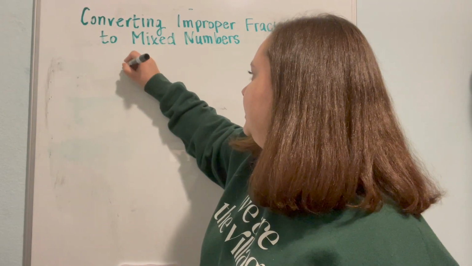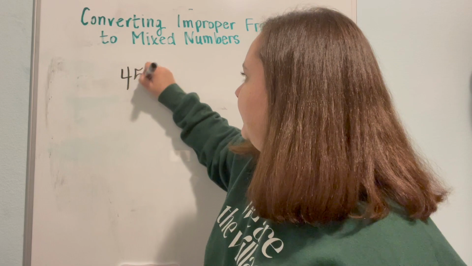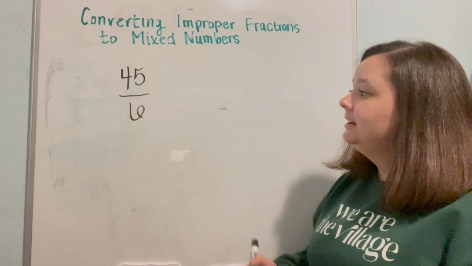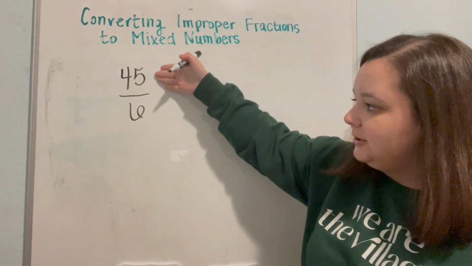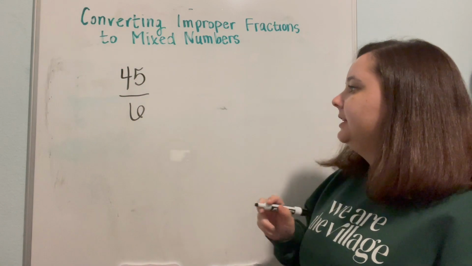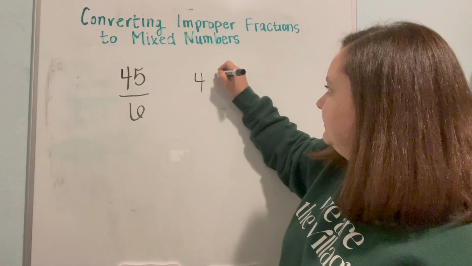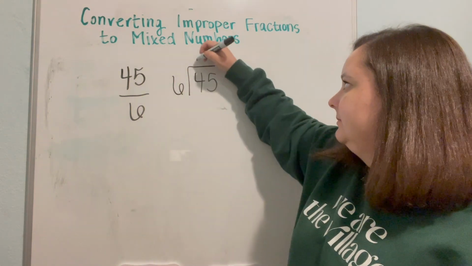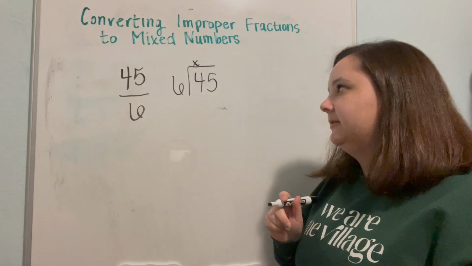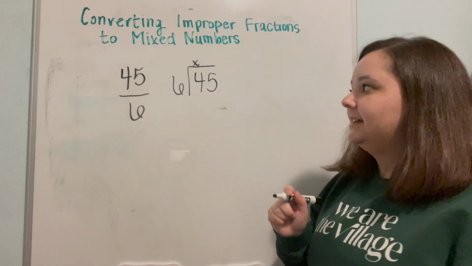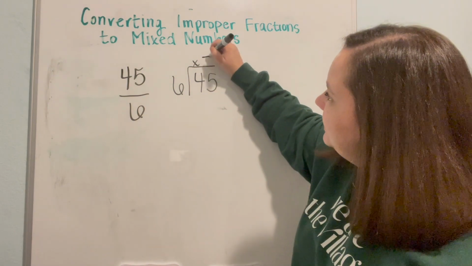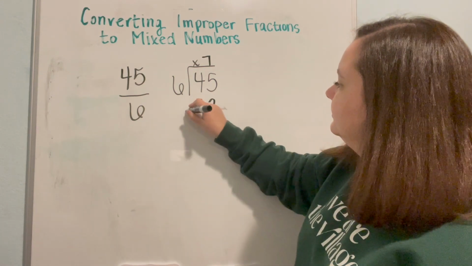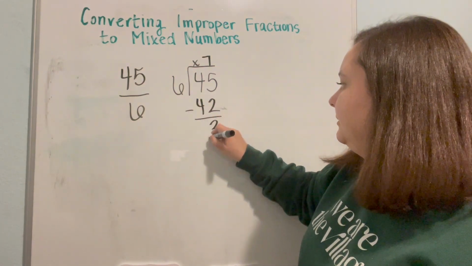So I have a new fraction of, let's say, 45/6. Just like before, we know this is an improper fraction because my numerator is greater than my denominator. So I'm going to take 45 and divide it by 6. 6 does not go into 4, but it does go into 45. Thinking about my multiples of 6, I know that 6 goes into 45 7 times. So 6 times 7 gives me 42. 45 minus 42 leaves me with 3.